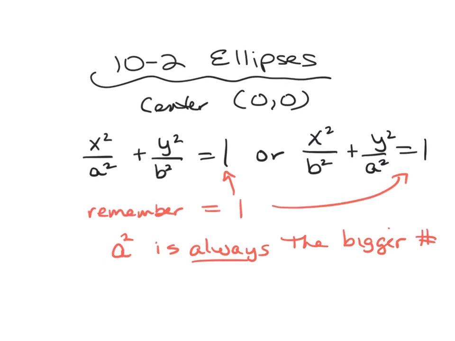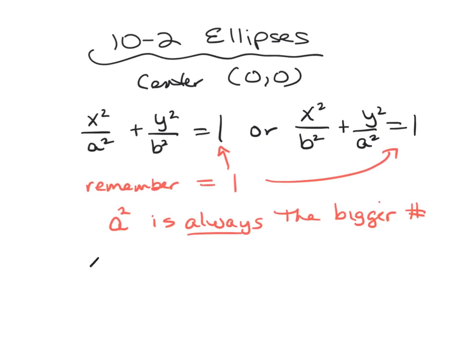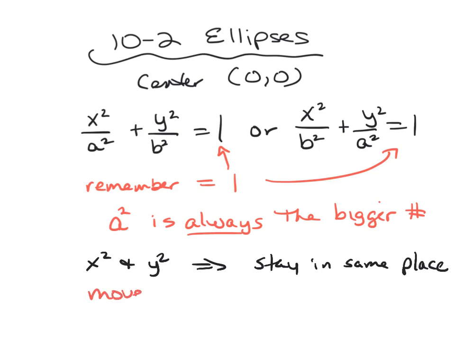So for the ellipse, the x squared and the y squared stay in the same spot. What moves is the a squared and the b squared. And the way that you can tell which one is which is the a squared is always the bigger number.